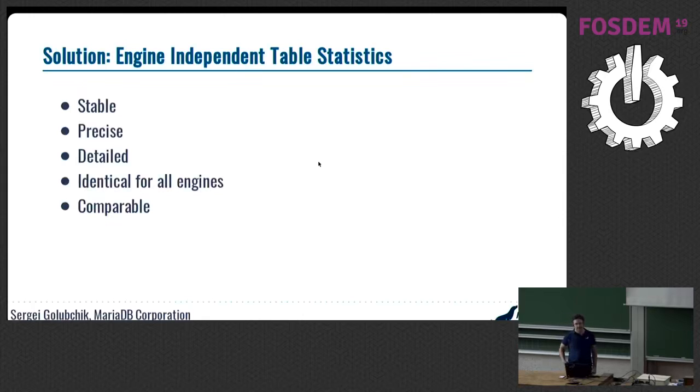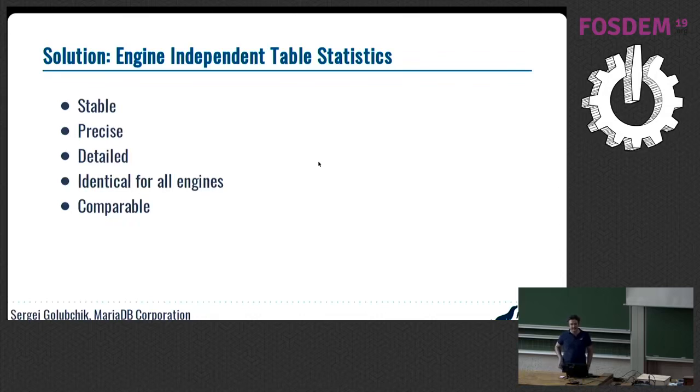And a solution, so from now on I'll be talking about MariaDB for a while, and then later I'll describe the differences with MySQL and newer MariaDB versions. So this is the solution that was implemented in MariaDB called engine-independent table statistics. And it provides stable, precise, detailed, and comparable statistics. So it's stable because statistics is calculated once and then stored in persistent tables. It's not calculated every time using some random dives.